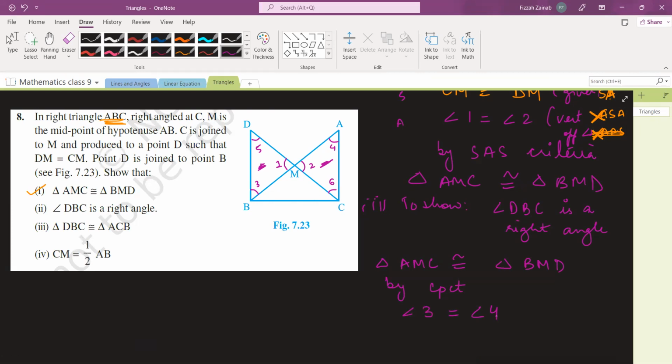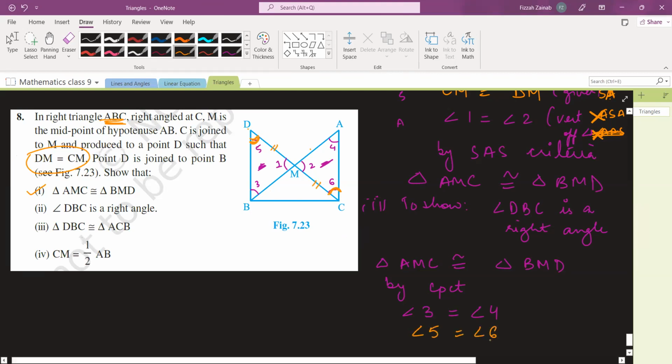See, I'm not saying angle 3 is equal to angle 6. Why am I not saying that? Please pay attention, because it is given here that the side DM is actually equal to this side. DM is not equal to AM, but DM is equal to CM. So when you are taking this angle, then you have to take this angle. Is this clear? So angle 5 is equal to angle 6. Both I can say from CPCT. So 3 is equal to 4 and 5 is equal to 6. Is this understood?